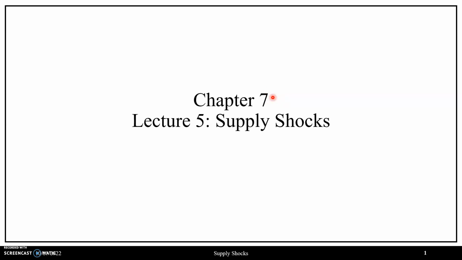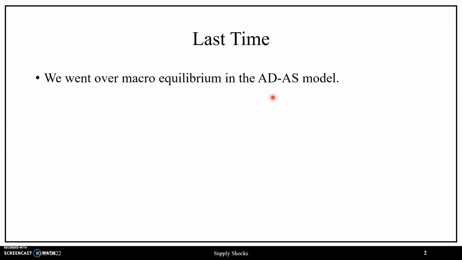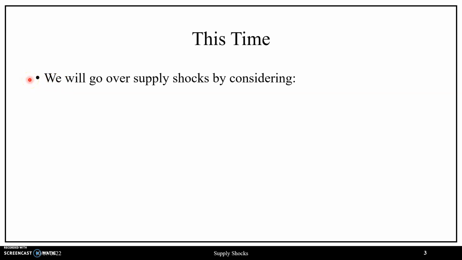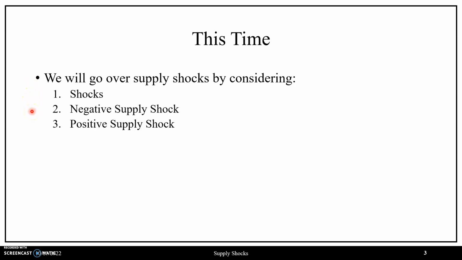In this video, we continue our discussion on Chapter 7, where last time we went over macro equilibrium in the ADAS model. This time we will go over supply shocks by defining shocks, to then go over a negative and positive supply shock, from which we will conclude with a summary.